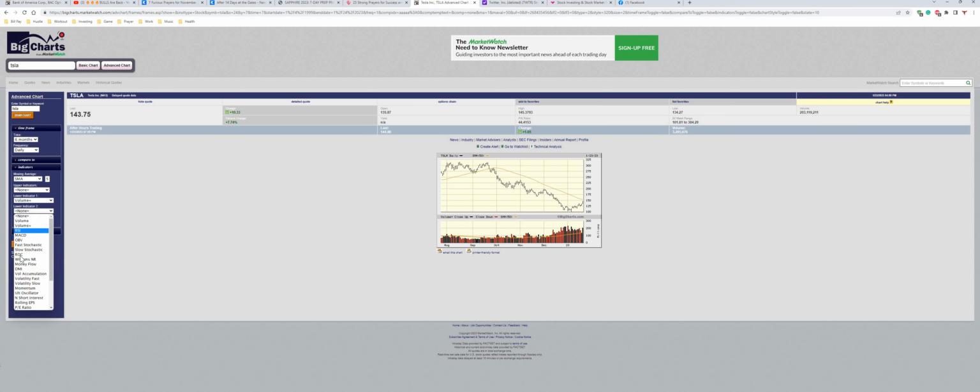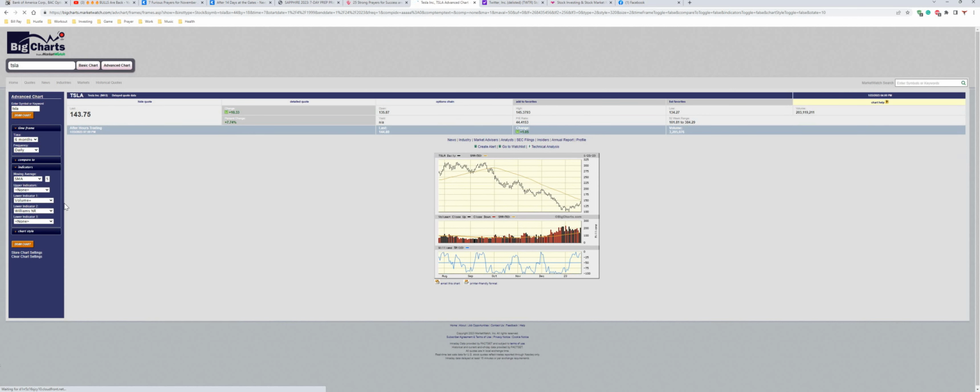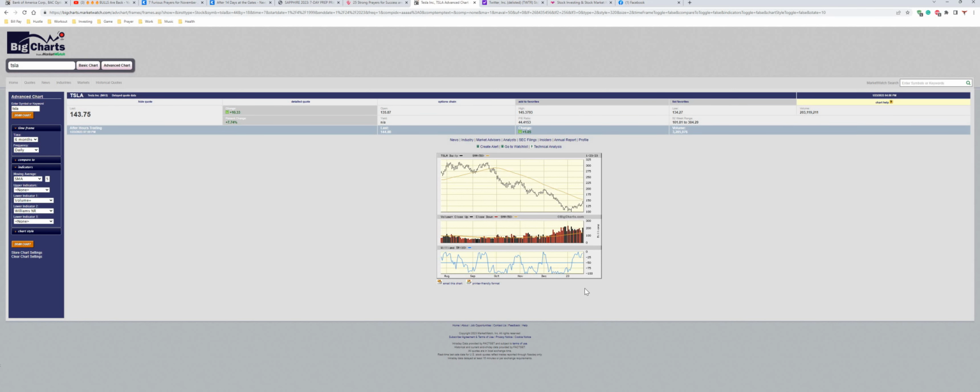And last but not least, Williams percent R. It shows the overbought and oversold status of the stock. When it hits negative 75 or below, the stock is oversold. When it hits negative 25 and above, the stock is overbought. So you can see negative 25, volume spike, and you can see this right here, they all line up. Now we can predict the future by looking at this.